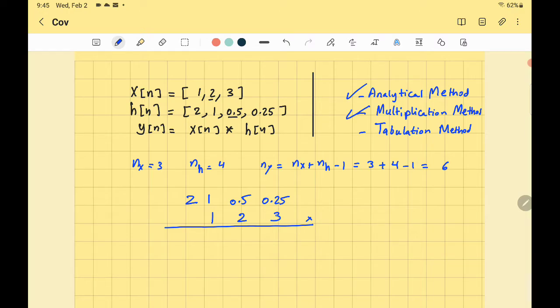3 times 0.25 will be equal to 0.75. So multiply the whole row by 3: 1.5, 3 times 1 is equal to 3, times 2 is equal to 6.